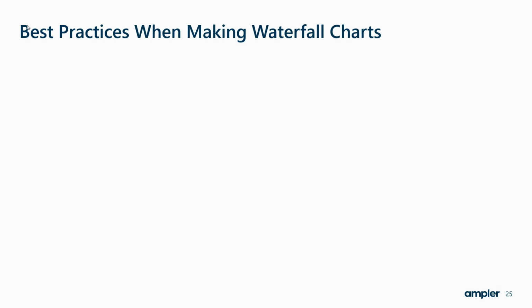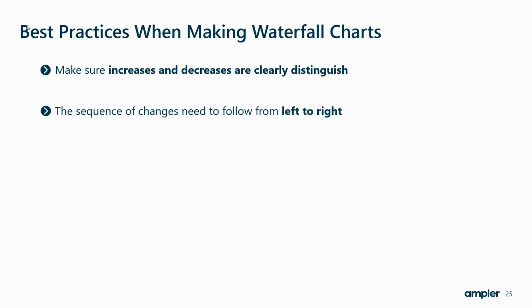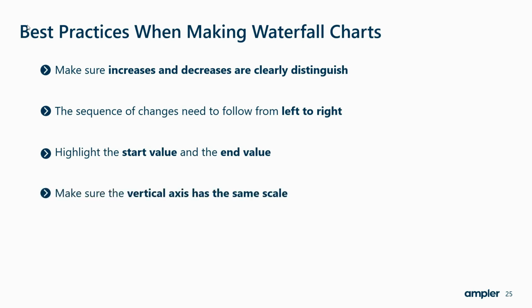Some best practices when making a waterfall chart. Make sure increases and decreases are clearly distinguished. If it shows a sequence of changes, it needs to follow from left to right. Highlight the start value and the end value. Make sure the vertical axis has the same scale. Use connector lines to simplify the flow of the changes.